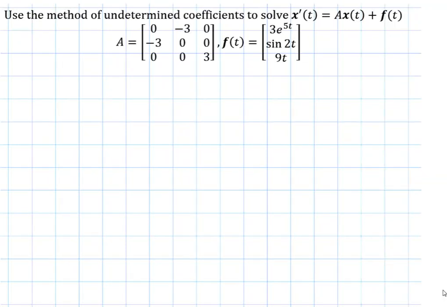We will solve this system of non-homogeneous equations. First we find a homogeneous solution, and then we find the non-homogeneous part, which is the particular solution. So first, the homogeneous solution. For this, we find the eigenvalues and then eigenvectors.